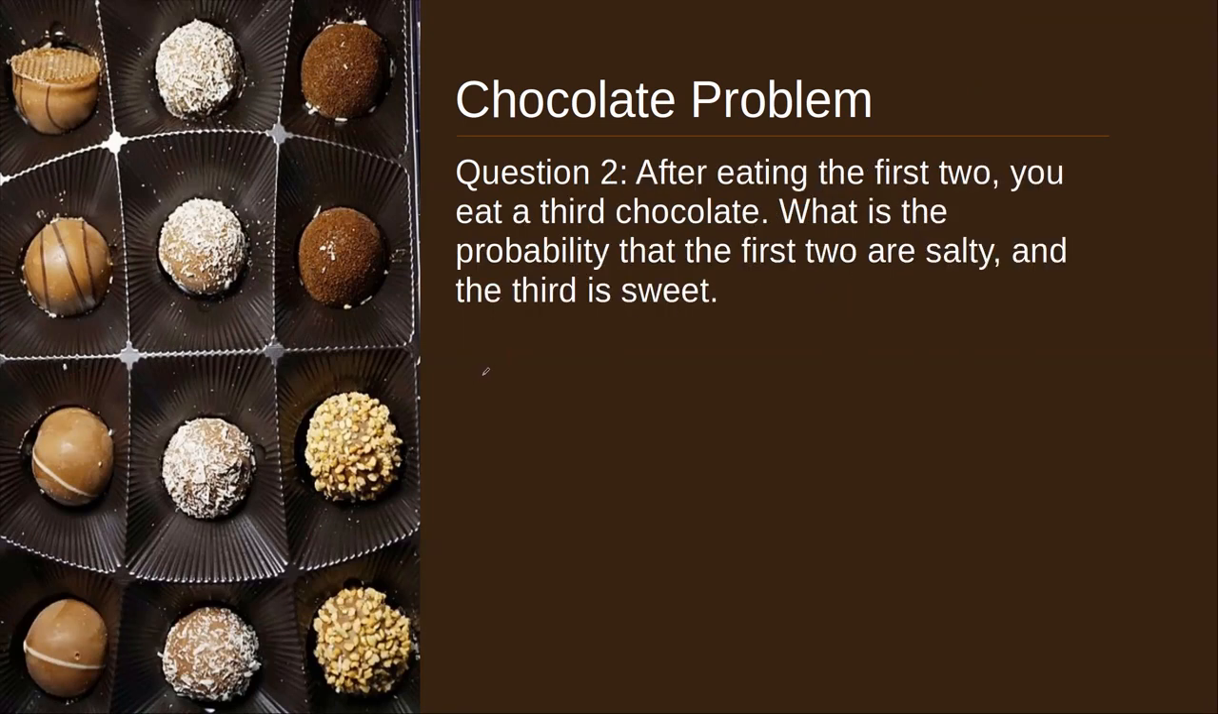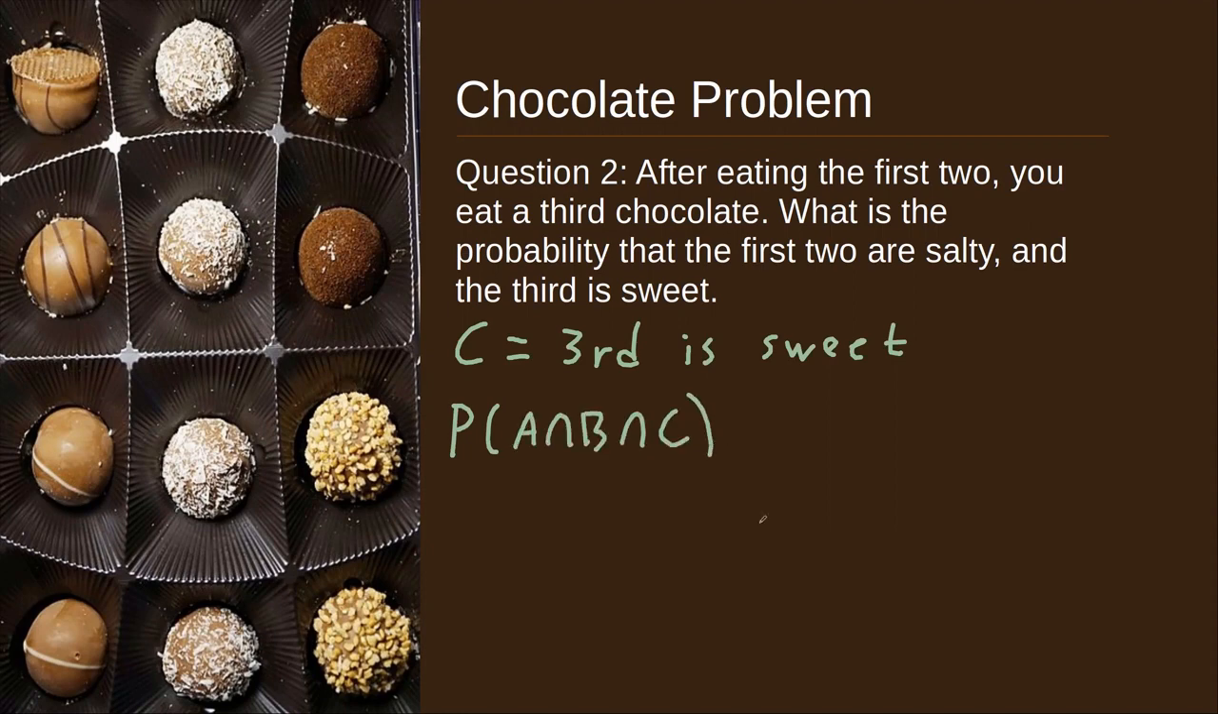And then we're ready to move on to the second question. Namely, after you finish eating these first 2 chocolates, you eat a third one, and we're now interested in the probability that the first 2 were salty and that the third one is sweet. We'll define the event C to be the event that the third chocolate is sweet. Then the event that we're interested in is now the probability that all 3 events occurred, namely the intersection of A, B, and C.